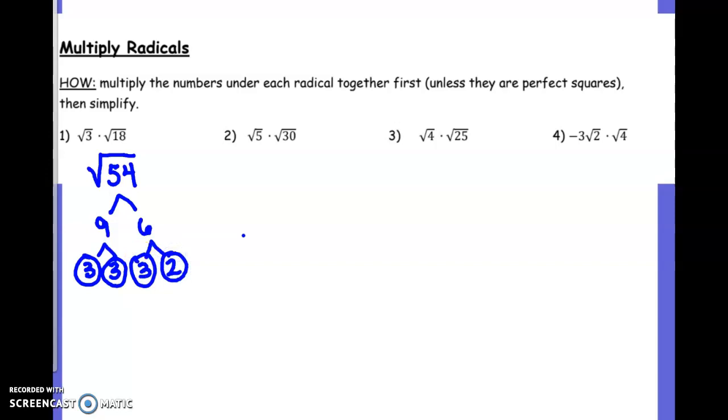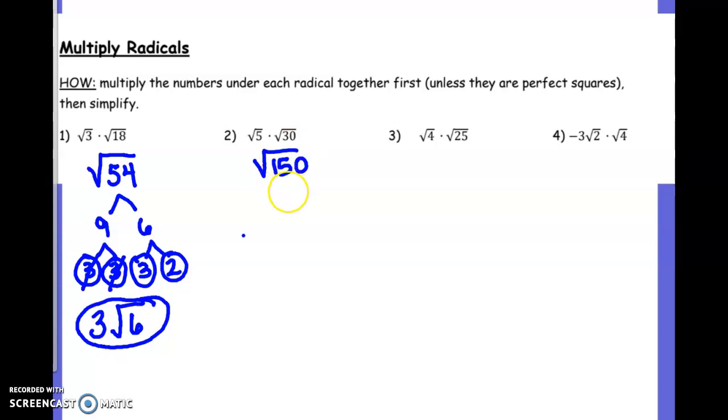When we find our pairs, because remember our index here is 2, we're looking for pairs. We've got one pair of 3's, which would go on the outside, and then we don't have any other pairs left, so 3 times 2 is 6, which would go underneath the radicand. So we would get 3 radical 6. Looking at number 2, I've got 5 and 30. I've got radical 150 if I multiply them together.